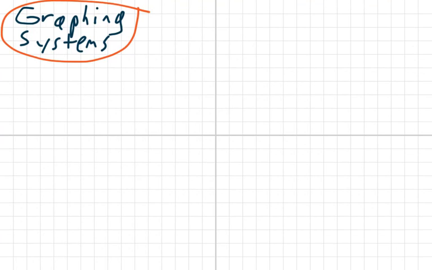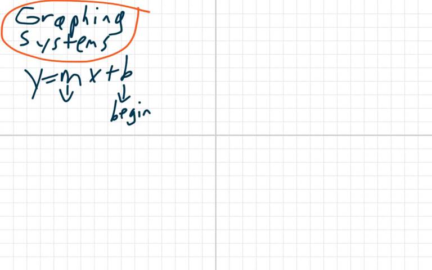All right, graphing systems of equations. When we're graphing systems, we want to remember slope-intercept form, y equals mx plus b. And that b is where we begin, our y-intercept. And that m is how we move, that's our slope. So that's rise over run.